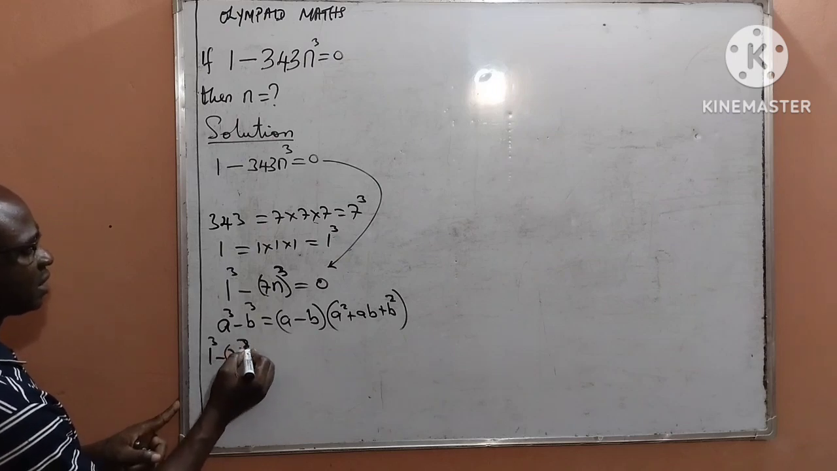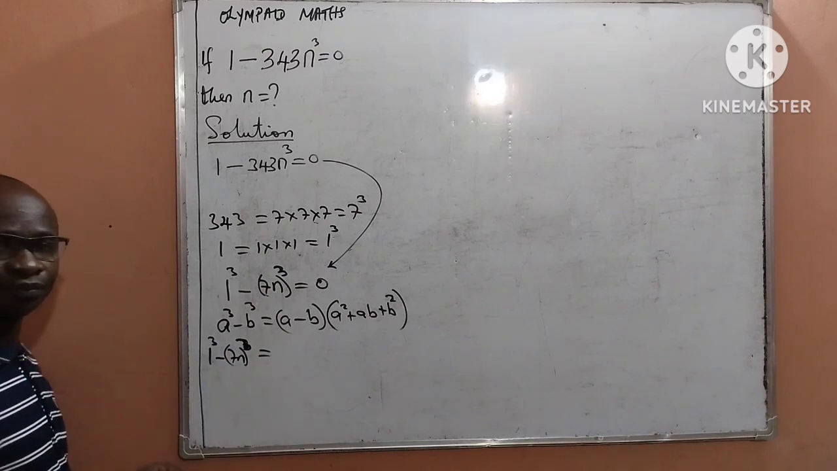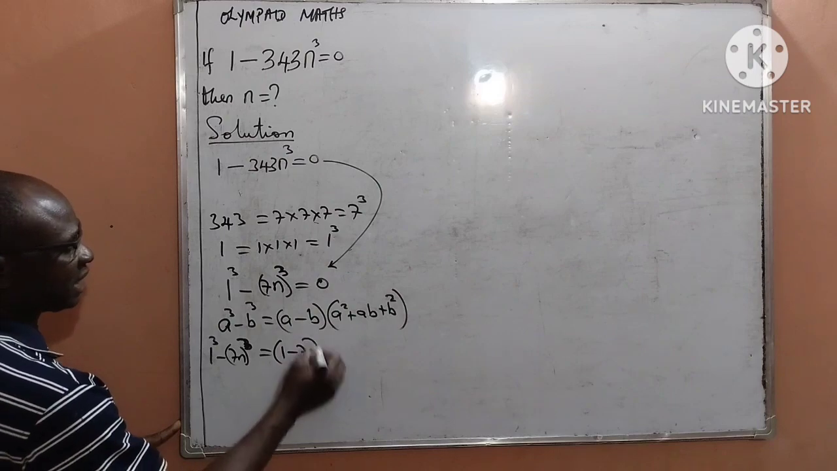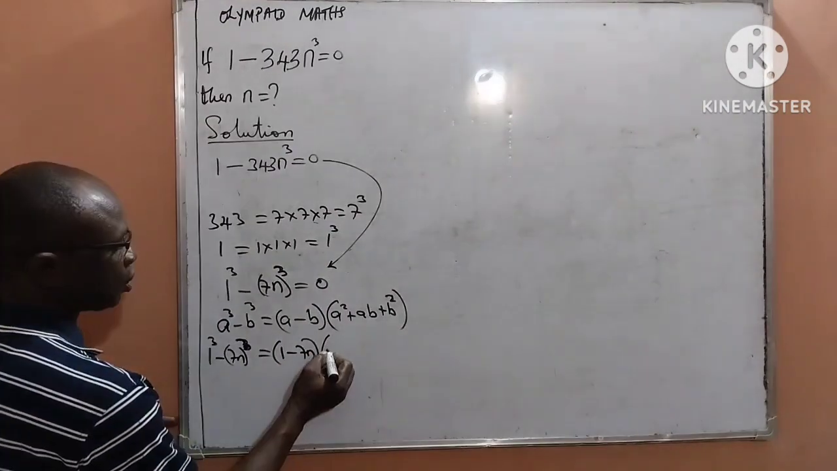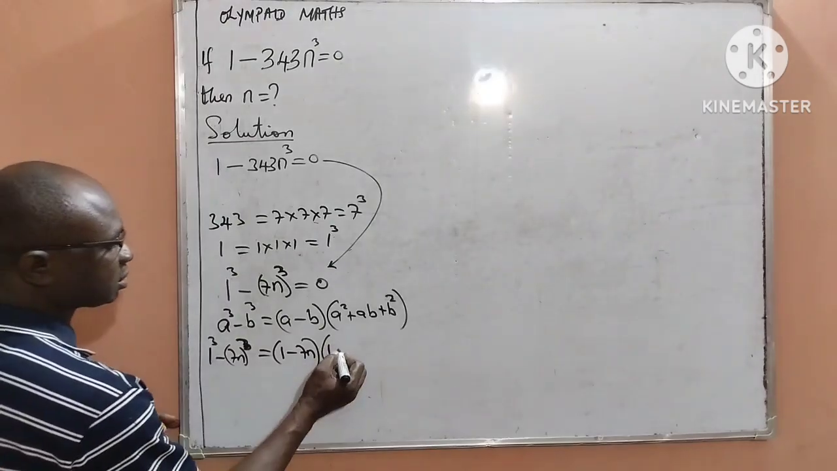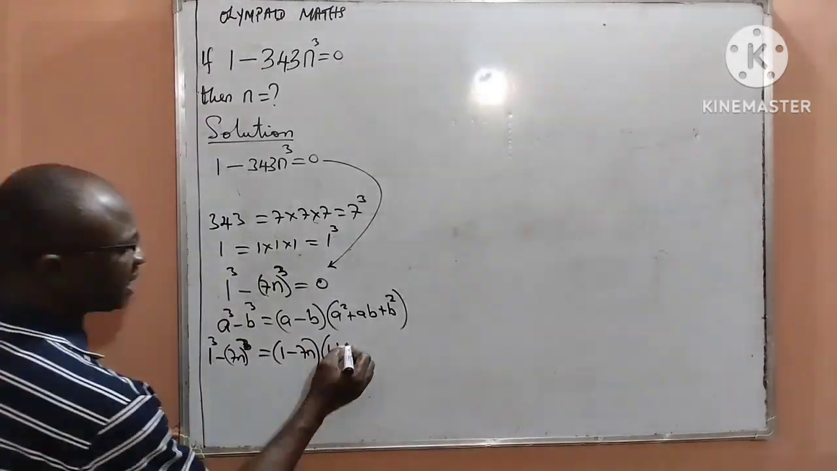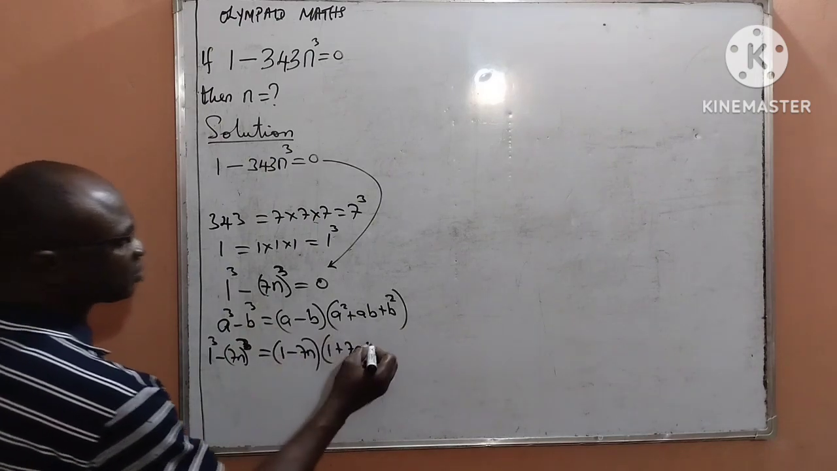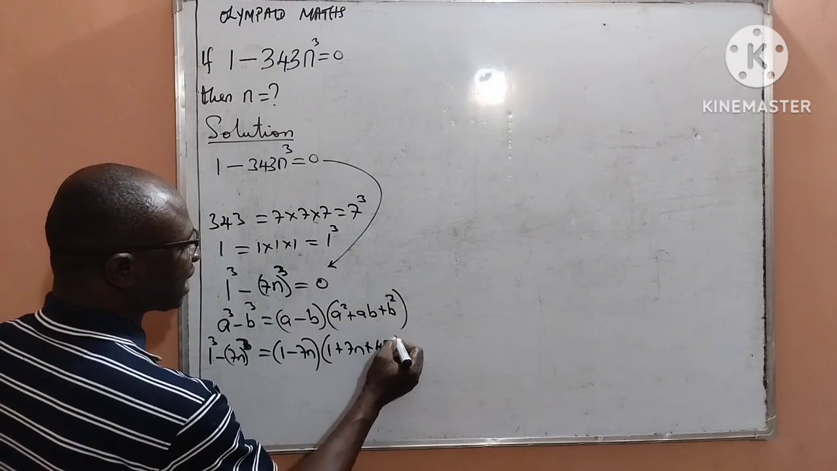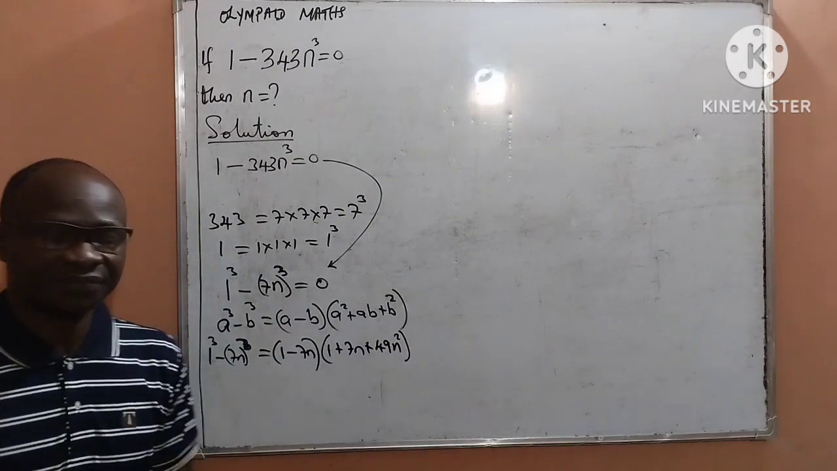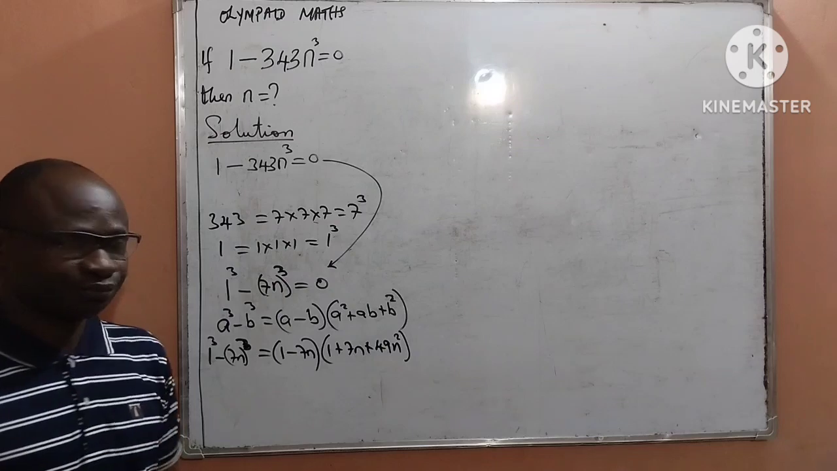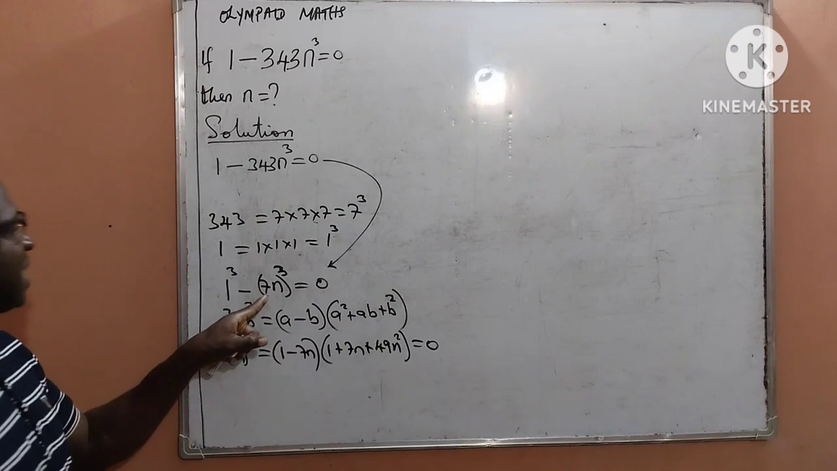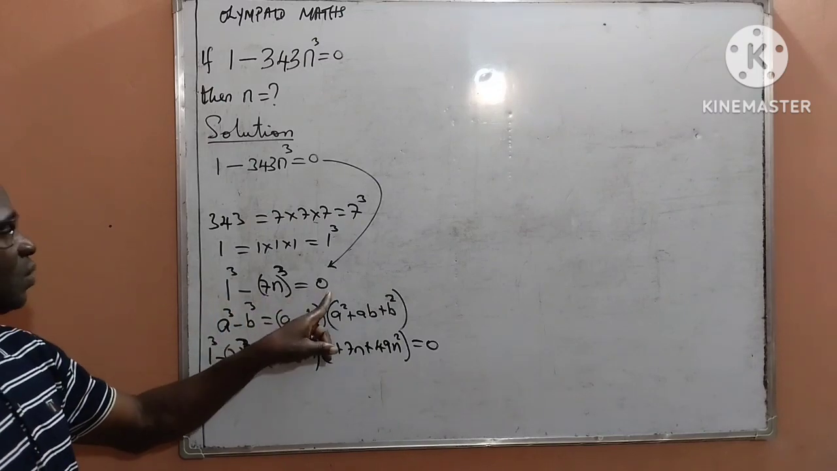So, applying it, 1 raised to the power 3 minus 7n all raised to the power 3 will now be equal to 1 minus 7n into 1 squared, which is 1, plus 1 times 7n, which gives 7n, plus 7n squared, which is 49n squared. Very correct. I have applied the rule. Now, remember the whole of this is equal to 0, as given.